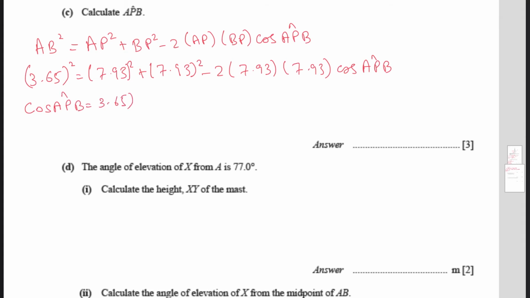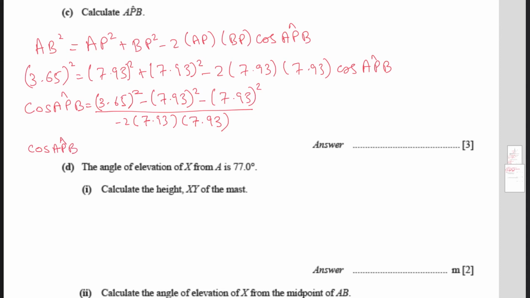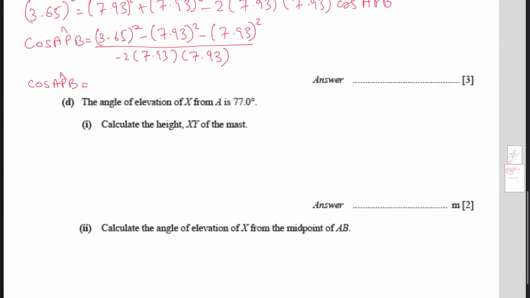So you do 3.65 whole squared minus 7.93 whole squared minus 7.93 whole squared divided by negative 2 times 7.93 times 7.93. Okay, so let's see what cos APB comes out to be. So you do 3.65 squared minus 7.93 squared minus 7.93 squared. Divide this by negative 2 times 7.93 times 7.93. And eventually you get 0.8941.